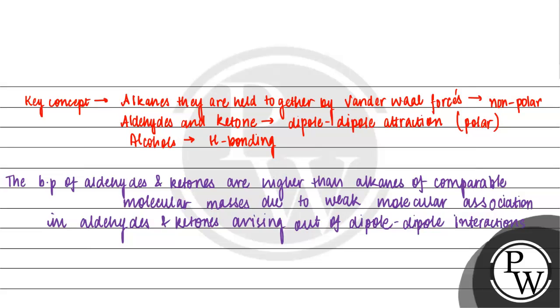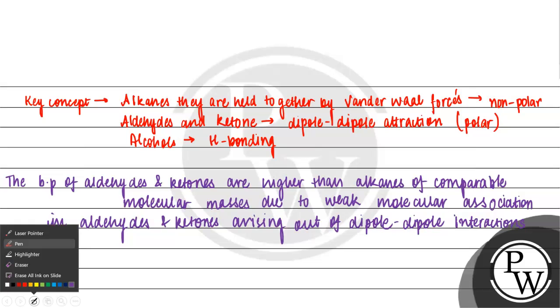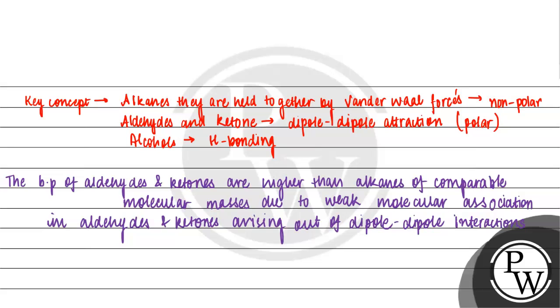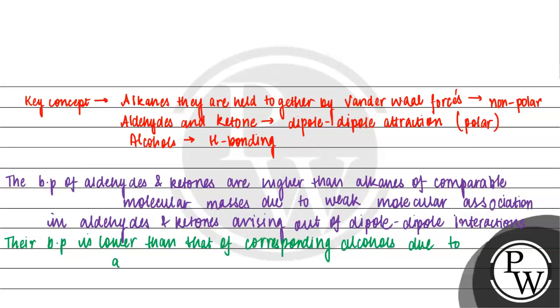Now, if we talk about the boiling points, why they are lower than that of the alcohols: because in aldehydes and ketones there is no intermolecular hydrogen bonding. So we can write their boiling point is lower than that of the corresponding alcohols, due to the absence of intermolecular hydrogen bonding.